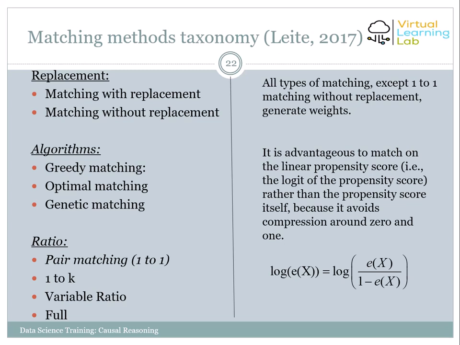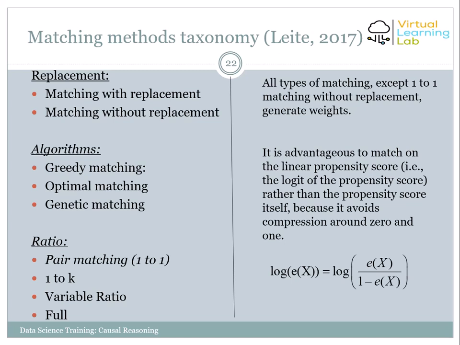The only one here that I wouldn't recommend is 1 to k matching, because, for example, let's say you fix it so that you match each treated unit to 5 untreated units. There may not be 5 good untreated units, there may just be 2. So you're sacrificing quality by forcing the match to 5. But all the other methods work.